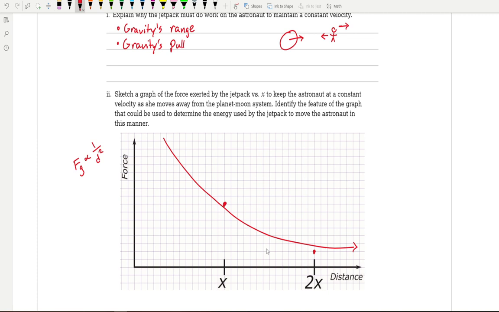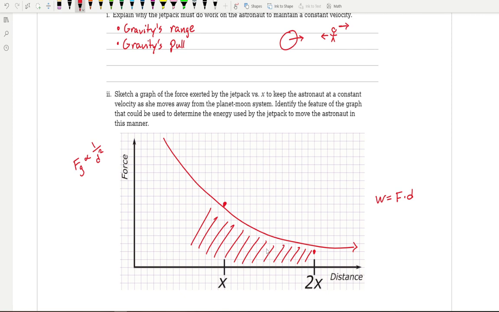And then it says, identify the feature of the graph that could be used to determine the energy being used by the jetpack. Okay, so we know that the work being done is the energy that actually gets spent, and we know that that's force times displacement. So what we can do is use the area under the curve to represent the amount of energy that the jetpack needs in order to get us to move away from the planet at a constant velocity.